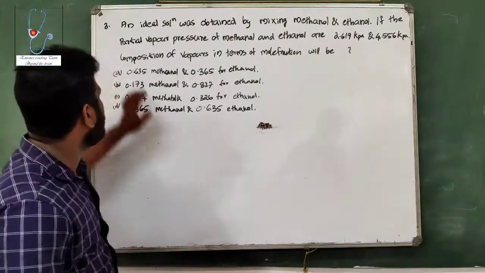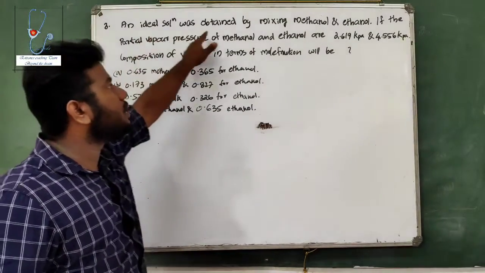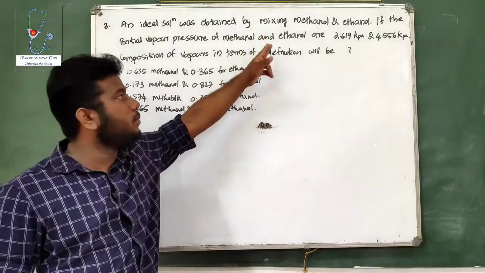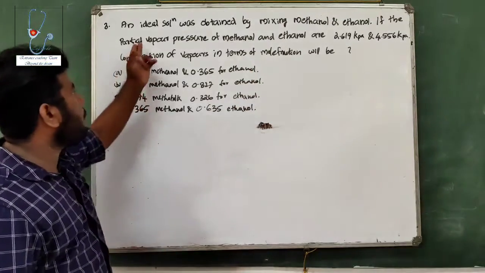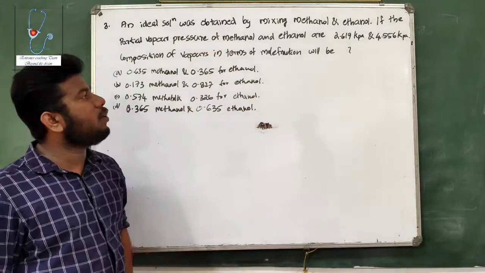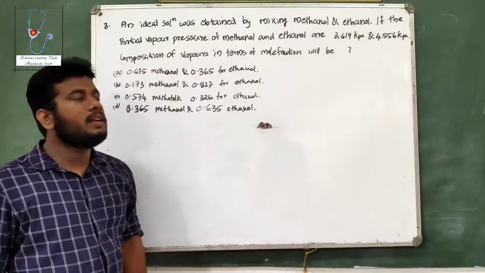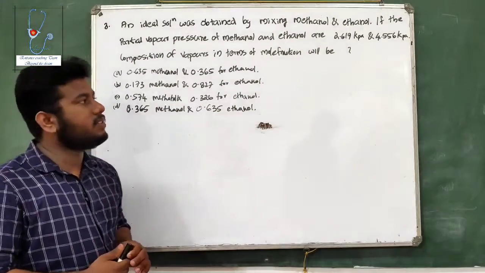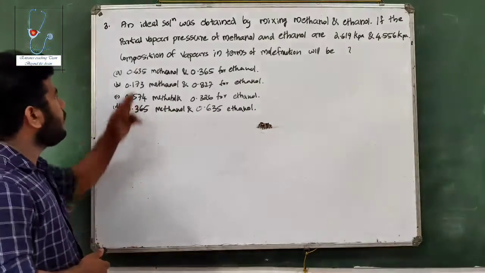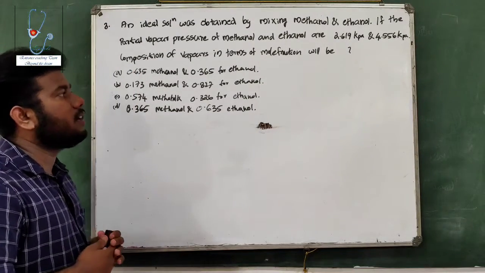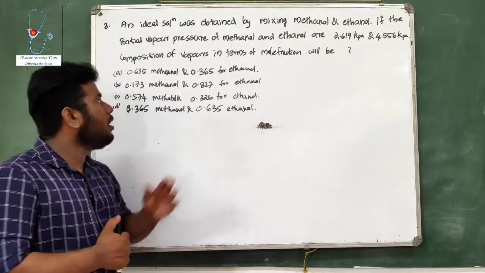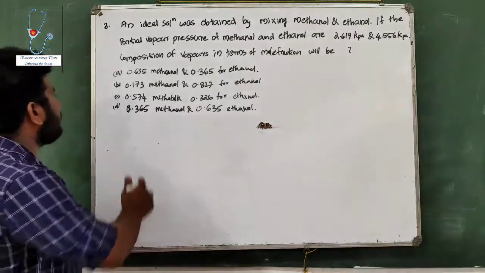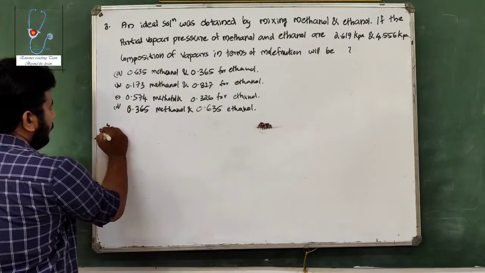Next question. Third question. An ideal solution is obtained by mixing methanol and ethanol. If the partial vapor pressures of methanol and ethanol are 2.619 kilopascal and 4.556 kilopascal respectively, the composition of vapors in terms of mole fraction will be. They give four options.